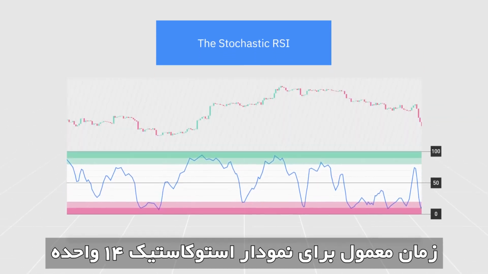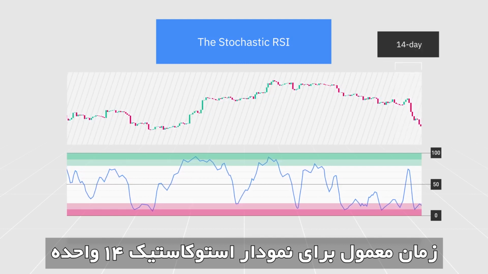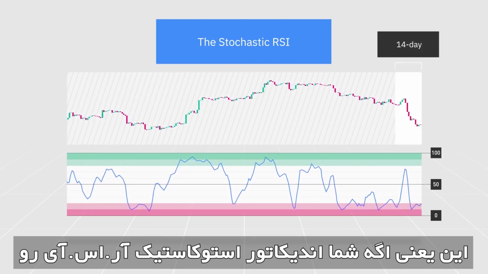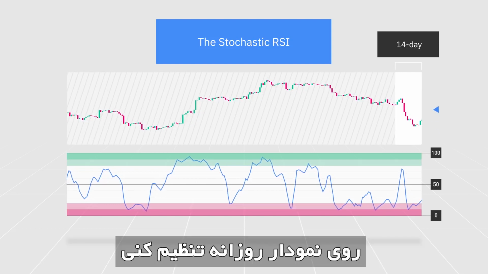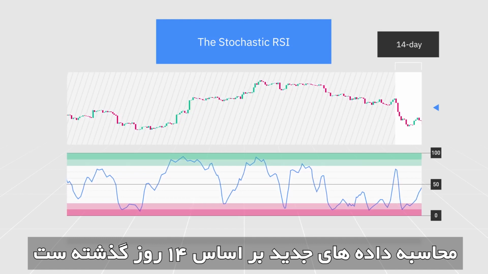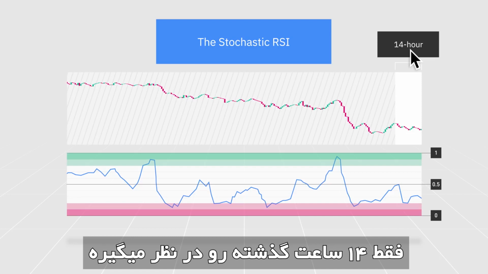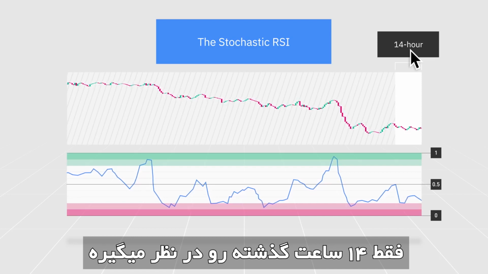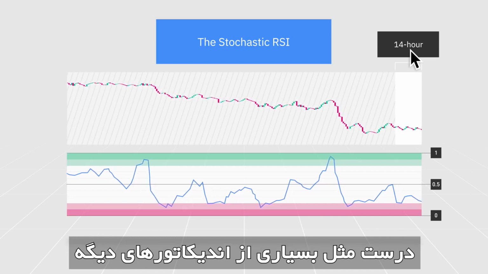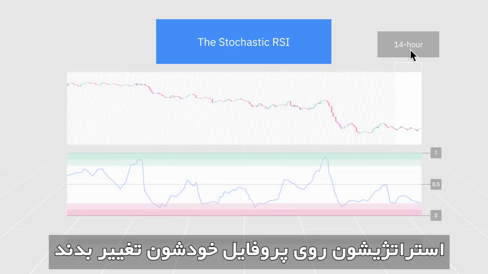Charts with a 0 to 100 setting may look slightly different, but both variants are interpreted in essentially the same way. The most common time setting for stochastic RSI charts is a 14 period. This means that if you apply the stochastic RSI indicator to a daily chart, the calculation will generate new data based on the past 14 days. When applied to an hourly chart instead, it'll only consider the past 14 hours. Just like most other indicators, traders can adjust the stochastic RSI settings to suit their own profile and strategy.